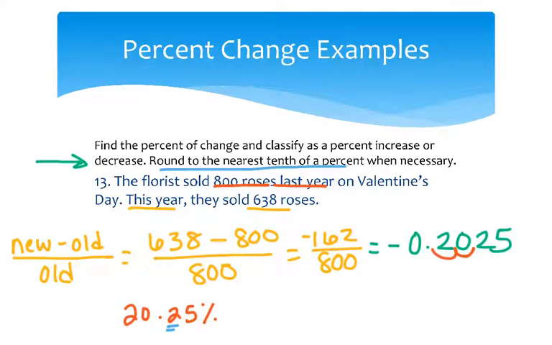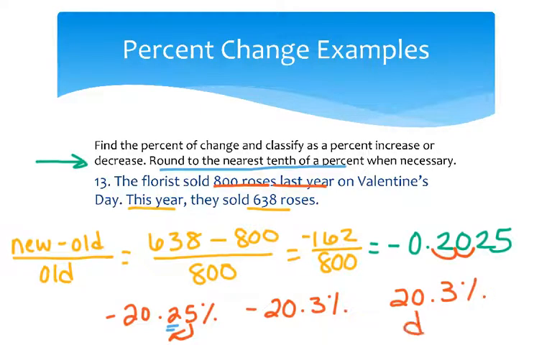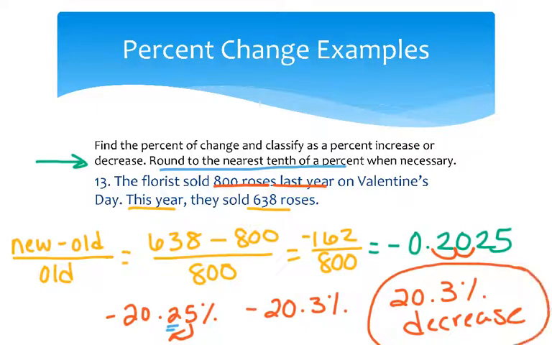So the 5 is going to take my 2 and it's going to give it a shove. So remember, 5 or above, give it a shove. 4 or below, let it go. So this becomes 20.3%. And it's negative. I dropped my negative. Make sure you don't do that. Don't do what Miss Hawes does. So since it's negative, now you're going to have a 20.3% decrease. Look, even remotely, I still make mistakes for you guys.